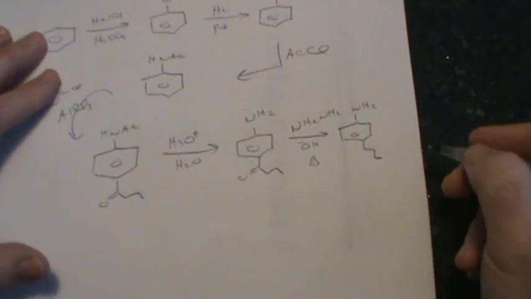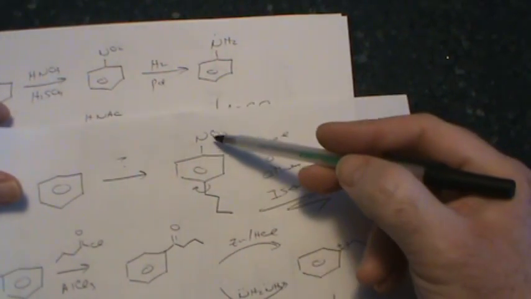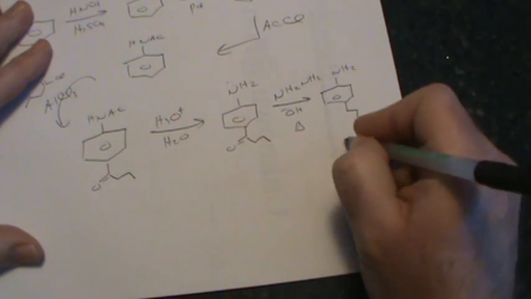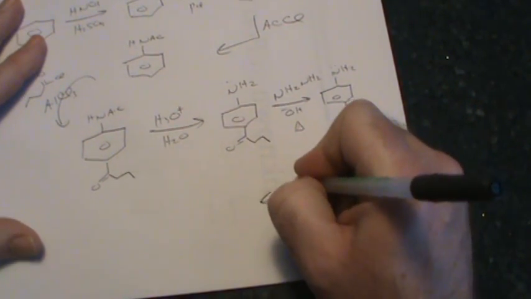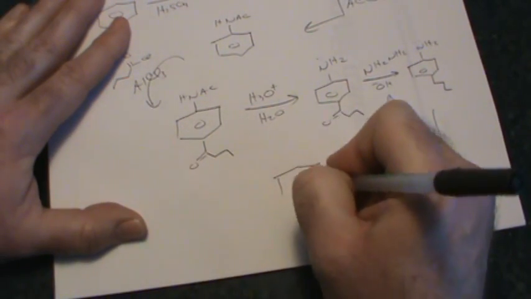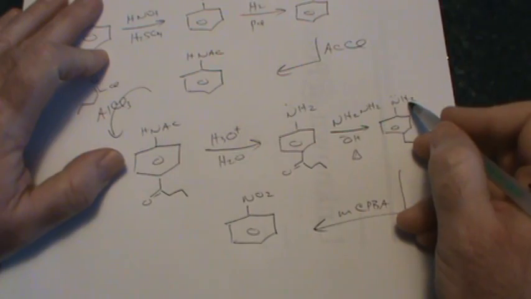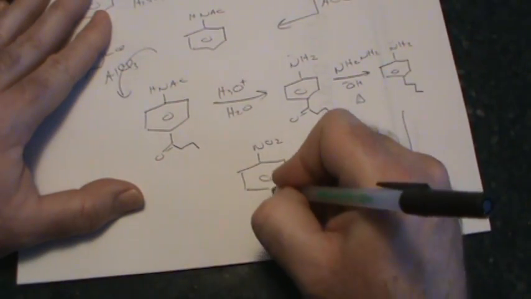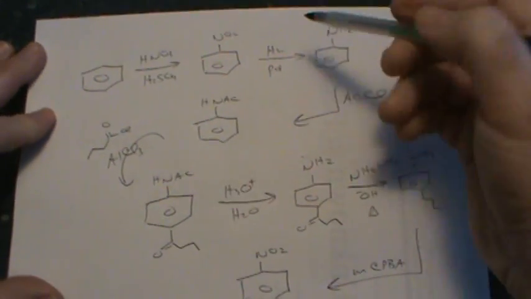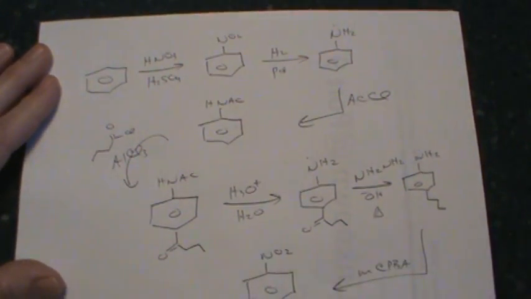Oh, I'm not there yet, am I? I forgot. I'm actually trying to make this compound with a nitro group para to the butyl group. So one more step. MCPBA will oxidize the amino group to a nitro group but not impact the alkyl group. So how many steps? This is quite a few steps. 1, 2, 3, 4, 5, 6, 7 steps.